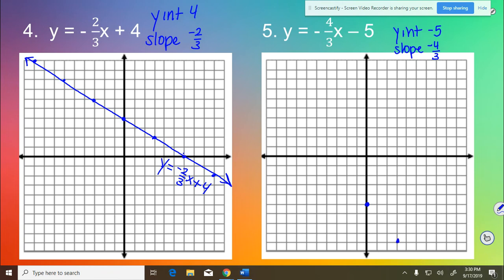I can't go any further down. So if I go up the opposite way, it's going up 4, left 3. So I'm going to follow that pattern, up 4, left 3. So starting back at the -5, up 4, left 3, up 4, left 3, up 4, left 3. Now I have enough points to make my line. Use your straight edge, arrows on both ends, and label it with the equation.